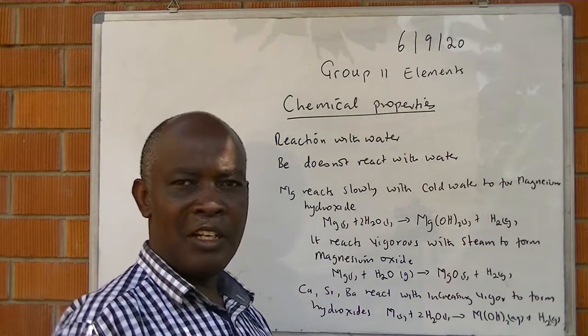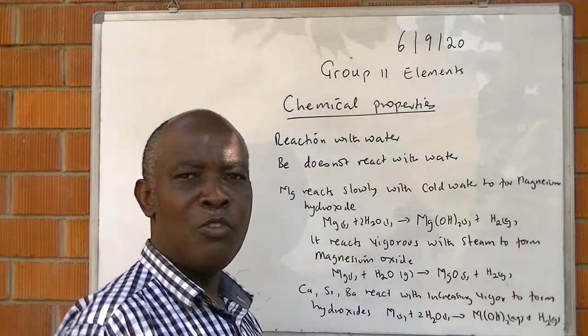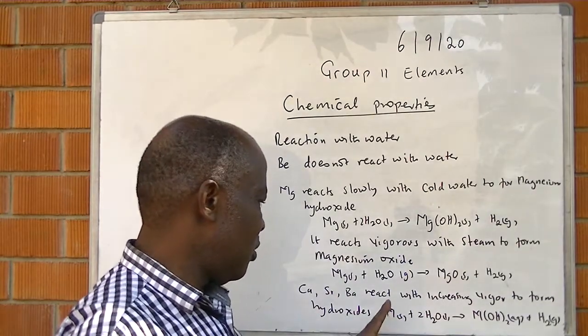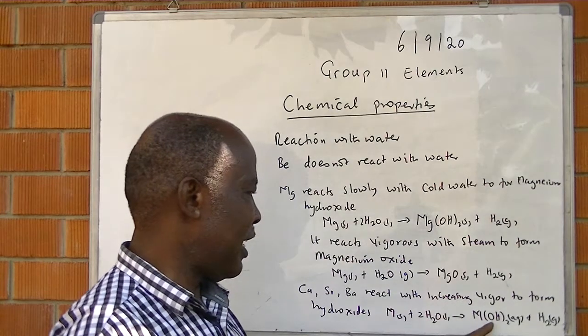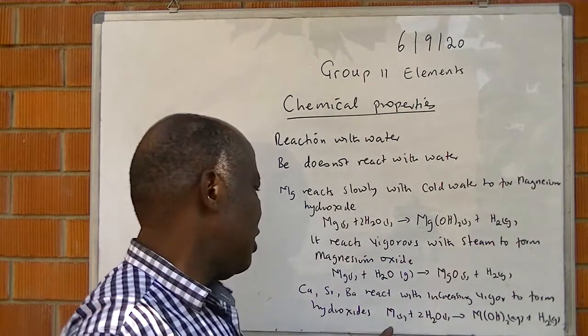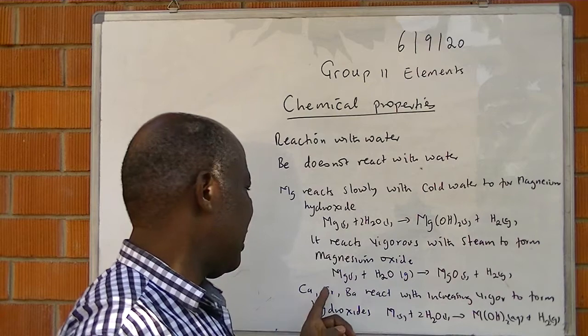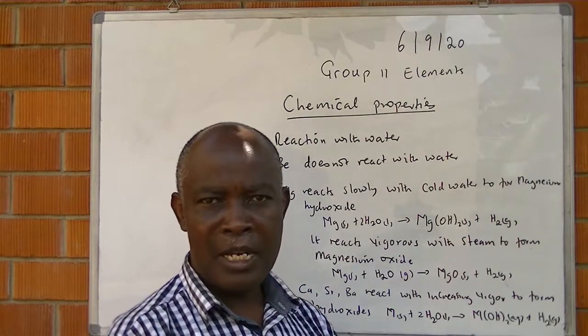Calcium, strontium, barium react with increasing vigor with water to form hydroxides. So the metal plus water will get a hydroxide and hydrogen. Just substitute the metal with calcium, strontium, or barium.